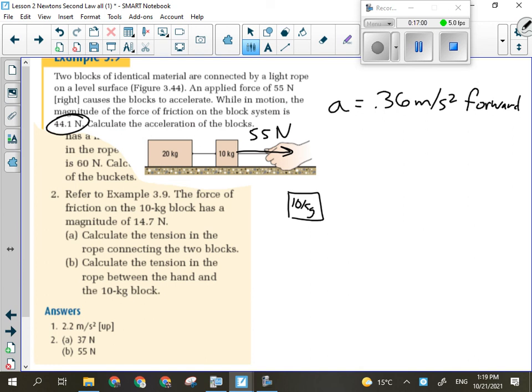The 10 kilogram box is being pulled forwards by 55 newtons worth of force, resisted by 14.7 newtons worth of friction, and what else? 20 kilograms. Exactly. The force in the rope because of the 20 kilogram box that the 10 kilogram box is dragging. So there are actually 2 resisting forces. That's the force you're supposed to find. You could also solve this with the 20 kilogram box.